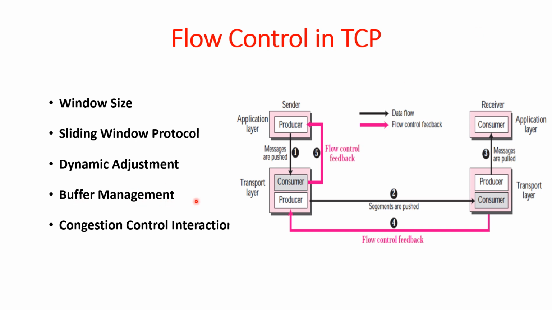Buffer management: the receiver manages its buffer to prevent overflow. If the buffer is nearly full, it tells the sender to send less data to avoid data loss. Congestion control interaction: flow control works alongside congestion control, which helps manage overall network traffic.